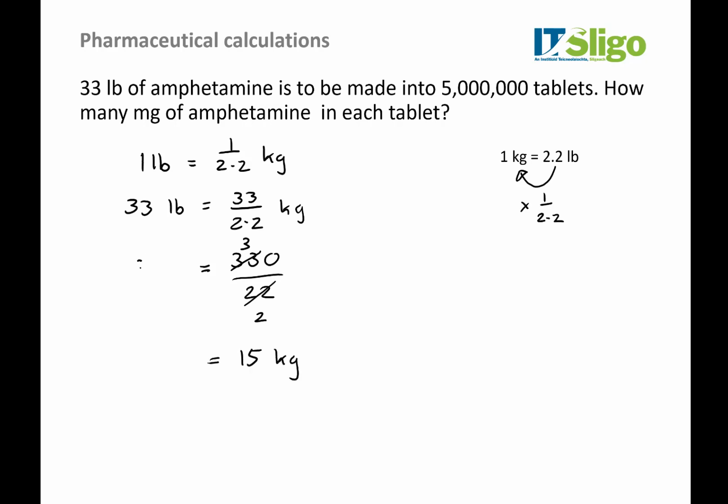So our first step, guys, is to work out, well, how many kilos do we have? This is from the lectures from last week. And we see we've 15 kilos. So that's our total. 15 kilos of amphetamine. Now the problem runs very similar to the previous ones.